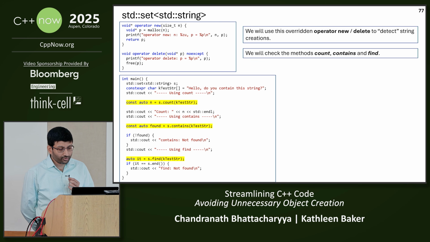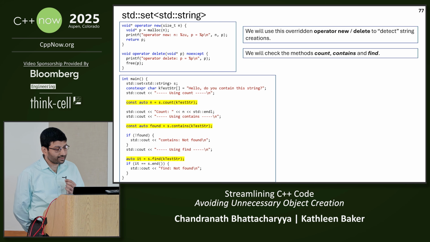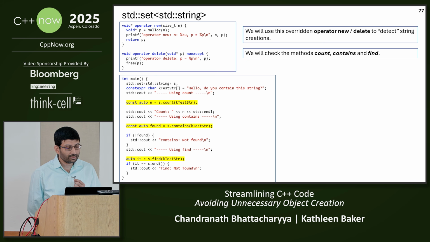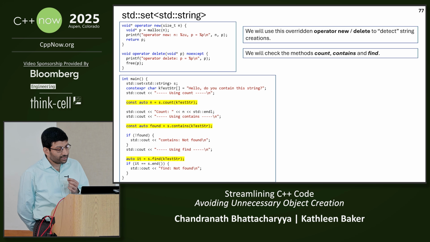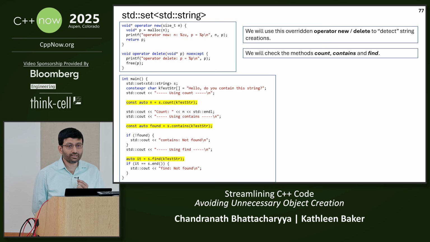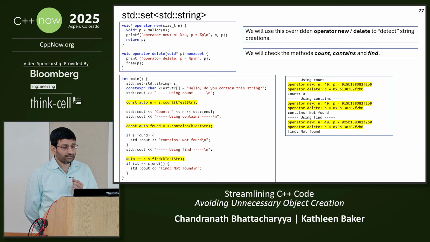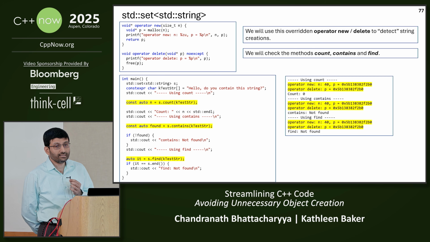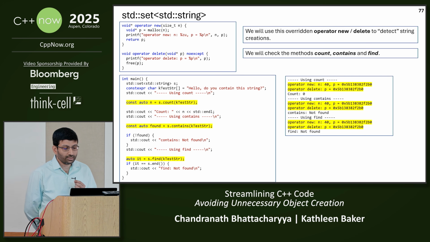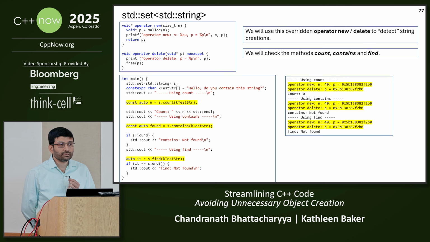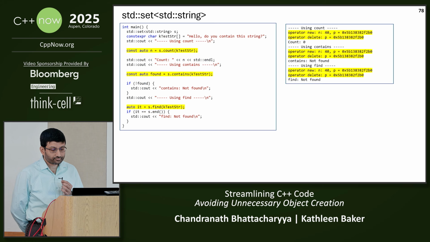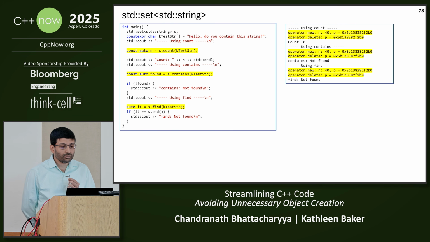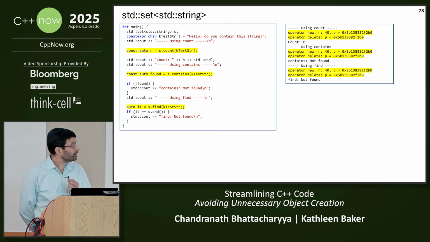Okay, so what are we doing over here? So we are just creating a set of strings named S, and then calling count, contains, and find using as argument a character array. So once we do that, we can see this. There are allocations happening, which means that each of these calls to count, contains, and find are creating the temporary strings. Okay, so this is the case.